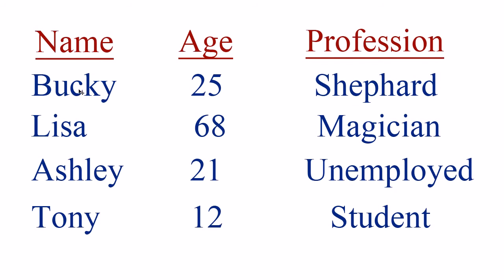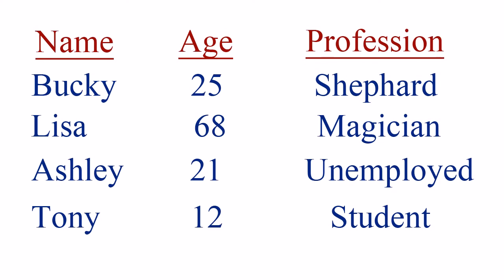The first entry I have is Bucky, who's 25, and his profession is a shepherd. On the second one, like I said, each row is like an individual entry. So for Lisa's entry, it would be name, Lisa, age, 68, profession, magician. As you can see, once we have each column with a separate category and each row is a separate entry, it could really help you identify and organize a bunch of data very specifically.